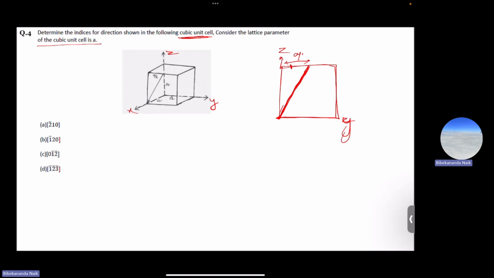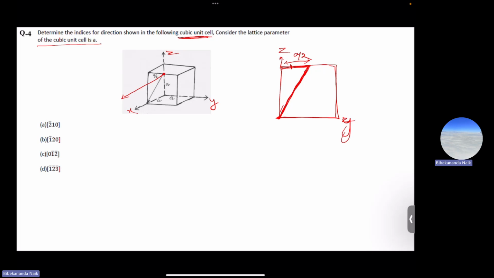Along the X axis, it is A; along the X, Y, and Z axes, since it is a cubic unit cell, all the parameters are A. And along the Y axis, you can see the intercept is A by 2. So what we will do first, we will position the origin of the coordinate system at the tail of the direction vector as shown in the figure. So I will keep the origin here.